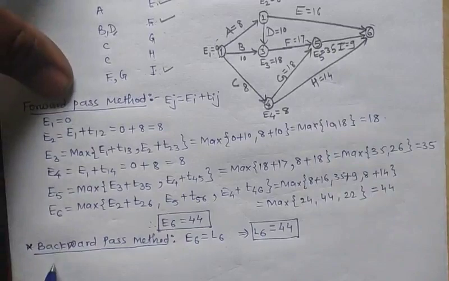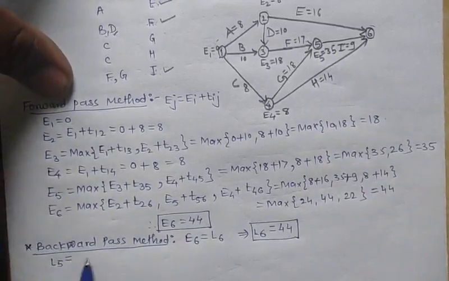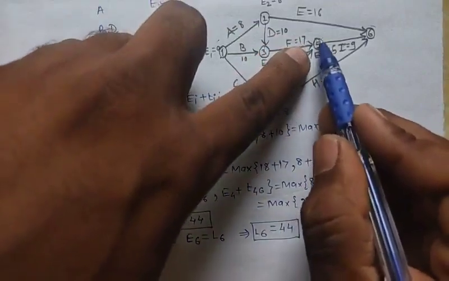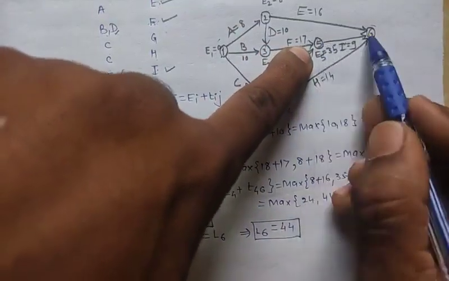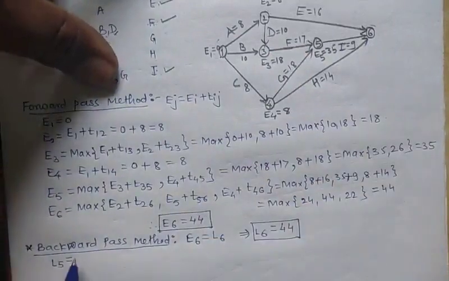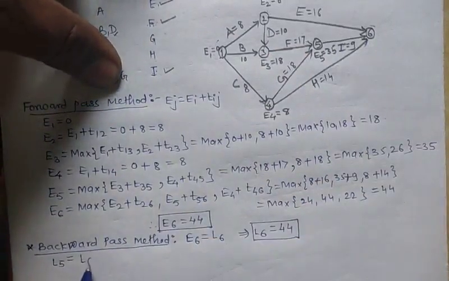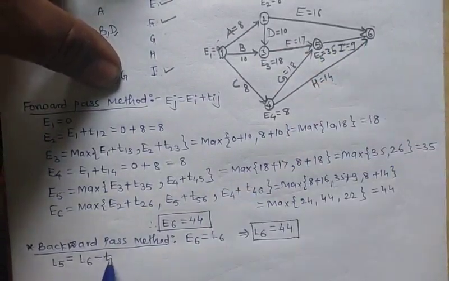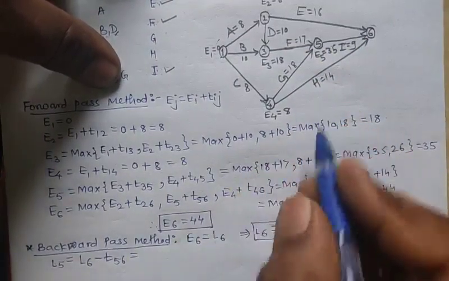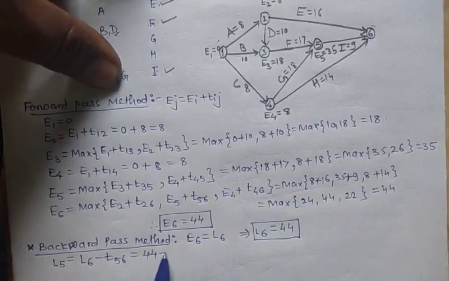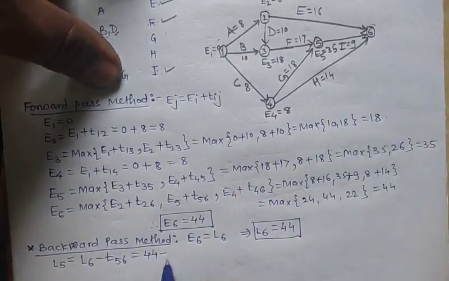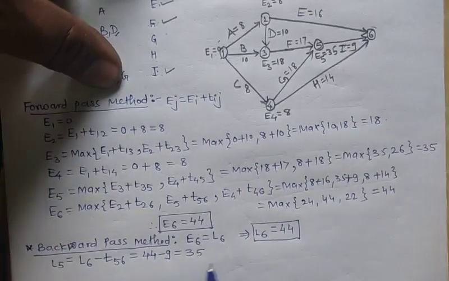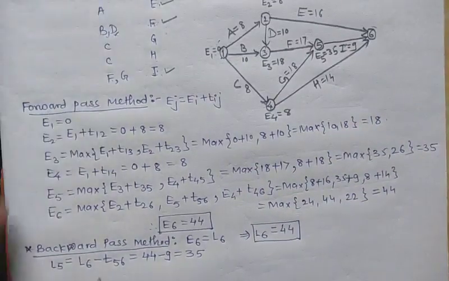So how to find L5? From L5 we get only one arrow, to L6. So L5 is equal to L6 minus the time interval between 5 and 6, T56. L6 has value 44 minus T56, which has value 9. So subtracting this we get 35. So L5 is 35.